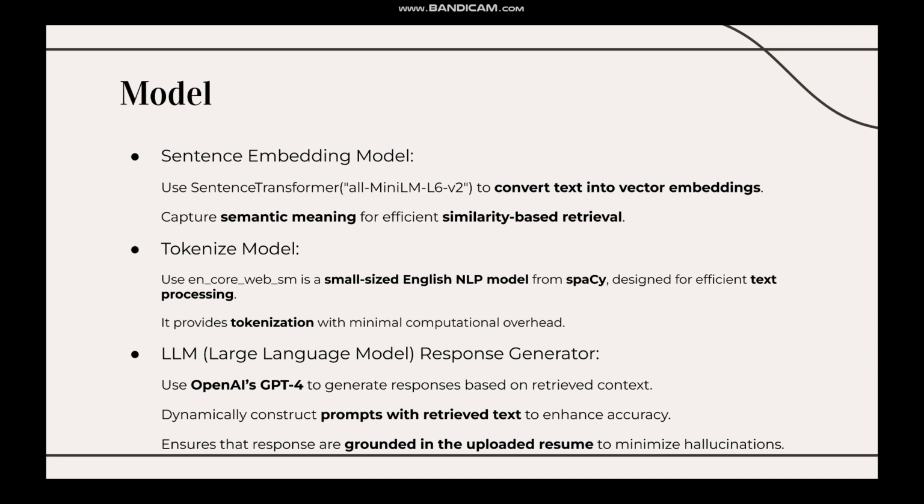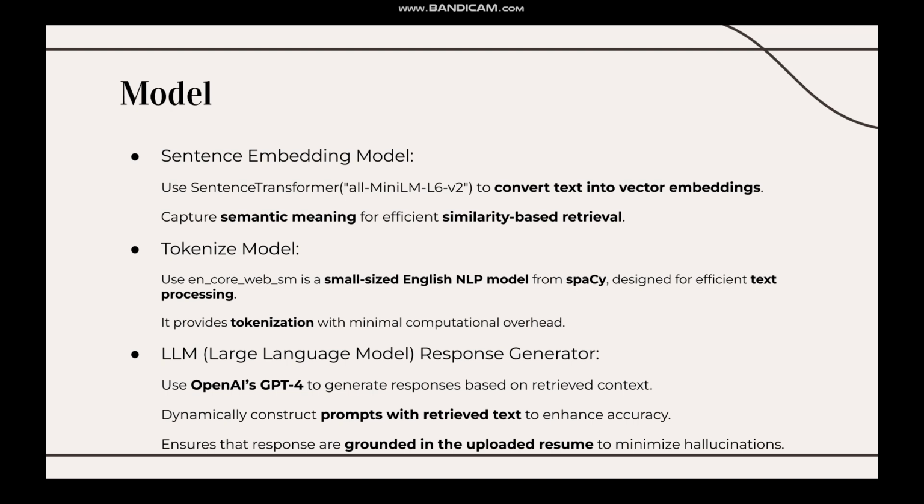And I want to introduce three very important models in this project. The first is the sentence embedding model. We use the sentence transformer all-MiniLM-L6-v2 to convert text into vector embeddings. It can capture the semantic meaning for efficient similarity-based retrieval. This embedding model is used in the chunking and embedding part to build a vector database, and it is also used in the embedding of the query.